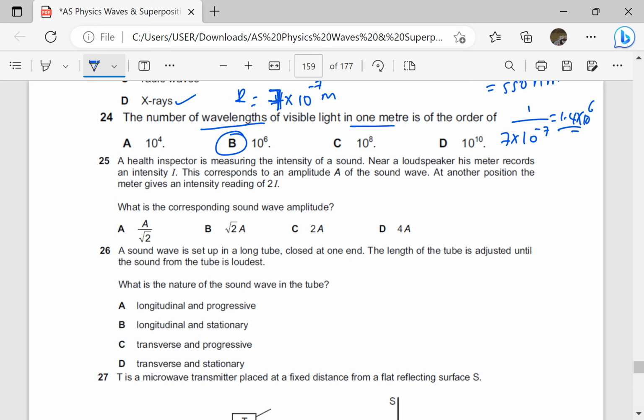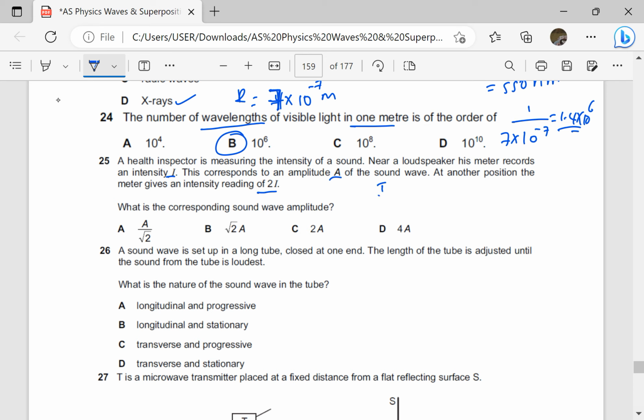A health inspector is measuring the intensity of a sound. Near a loudspeaker, his meter records an intensity I. This corresponds to an amplitude A of the sound wave. At another position, the meter gives an intensity reading of twice I. What is the approximate corresponding sound wave amplitude?